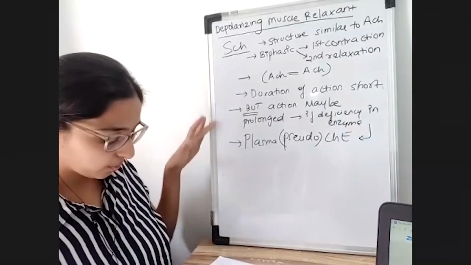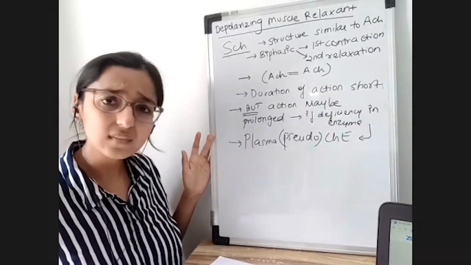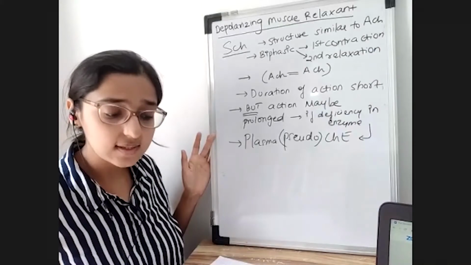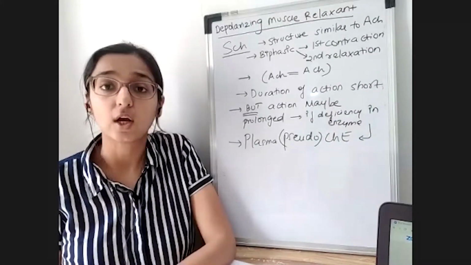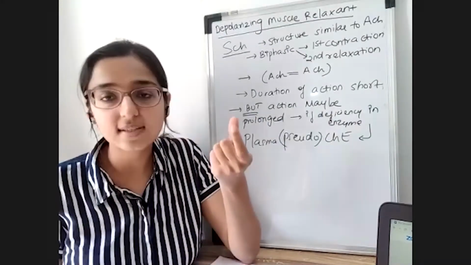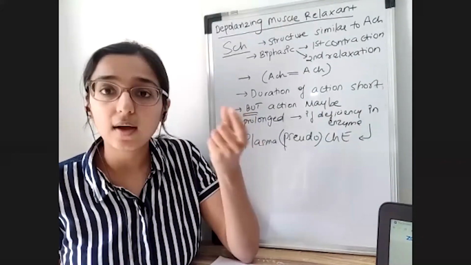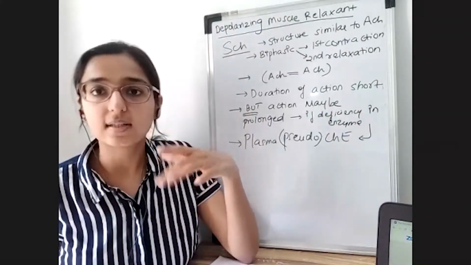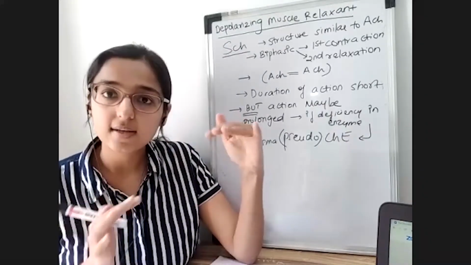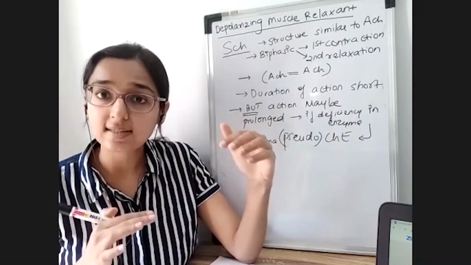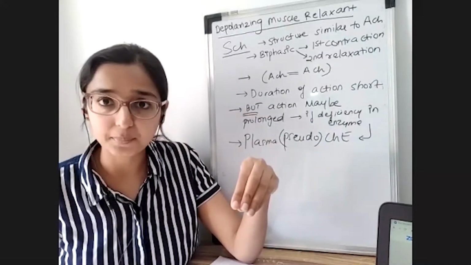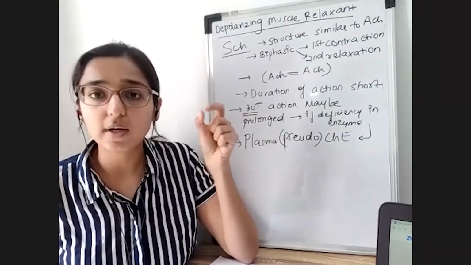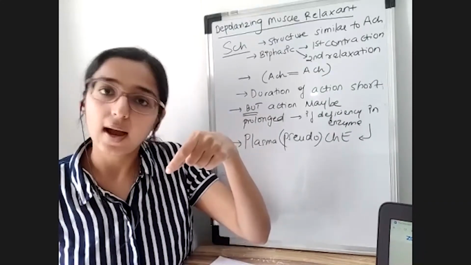So these are a few properties of succinylcholine. Now, how does it act? Initially, it causes depolarization, as I said. It's structurally the same as acetylcholine. As soon as we have given it intravenously, it has come to the blood and reached the neuromuscular junction. Now it will go and bind to the acetylcholine receptor. The succinylcholine molecule will bind to the receptor and cause depolarization.